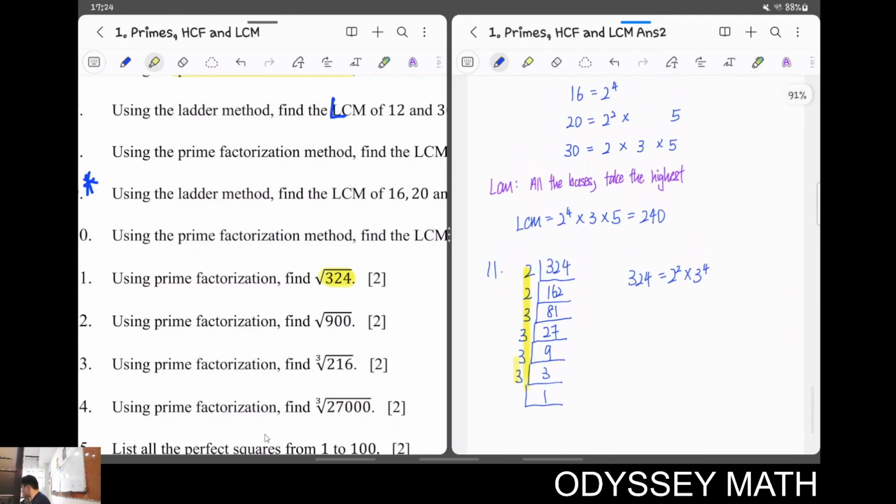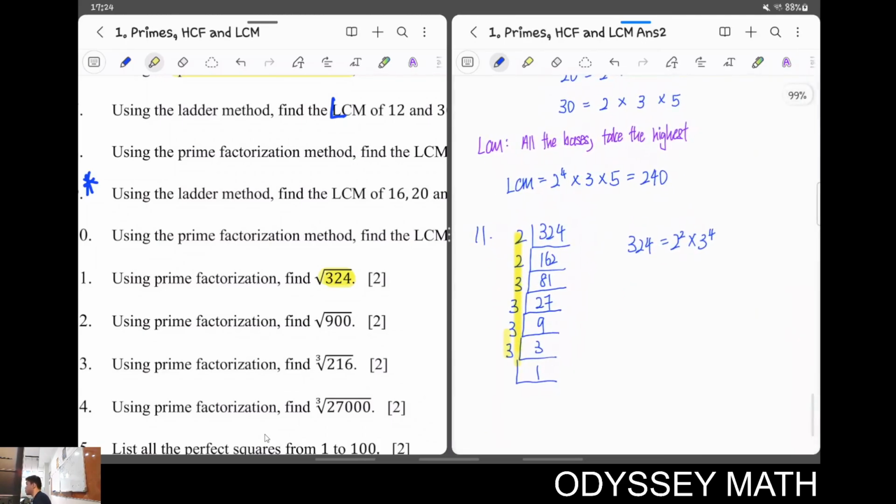But I will also guide you a bit without skipping too many steps. Okay. So 324 is 2 to the power of 2 times 3 to the power of 4. So therefore, square root 324, right? You just replace this 324 with 2 to the power of 2 times 3 to the power of 4. So it's square root of 2 to the power of 2 times 3 to the power of 4.